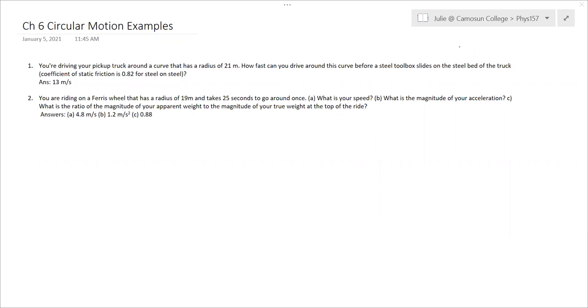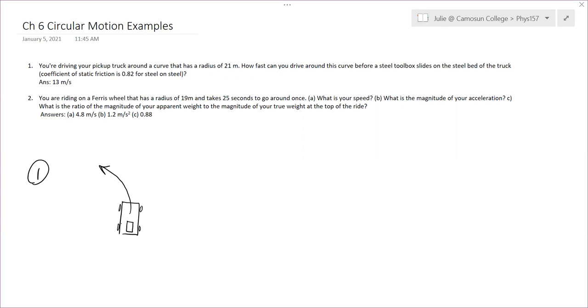And the question is, just how fast can you go before the steel bed and the steel toolbox then begin to slide relative to each other? So we'll look down on the truck with this box in it, and we'll assume it's turning around a corner this way. So we're looking down here, the wheels of this truck.